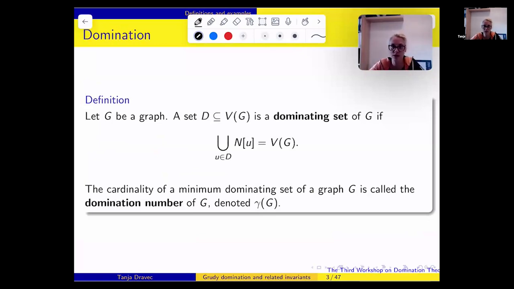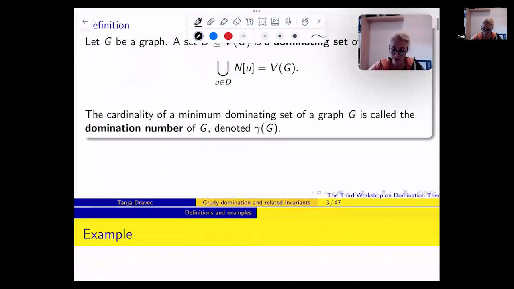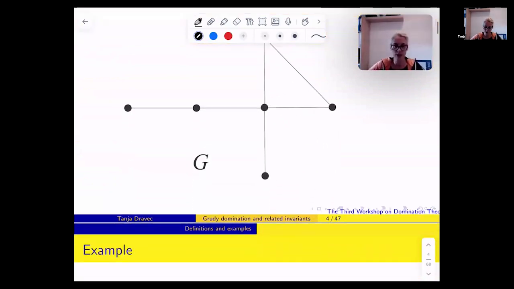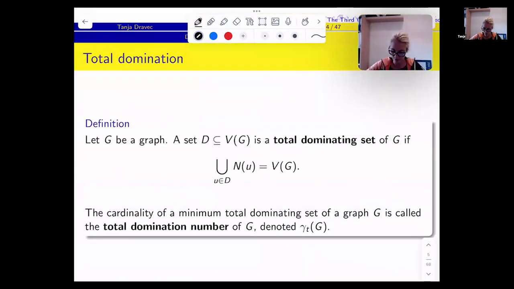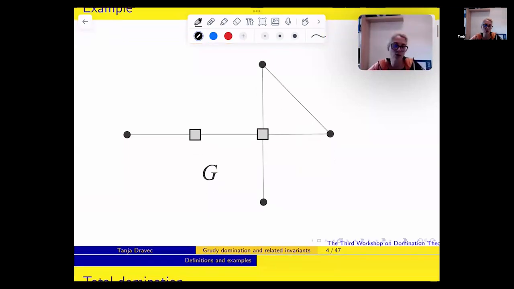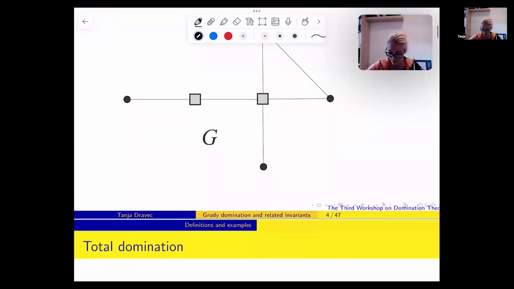Okay, I start with dominating set. A set of vertices is a dominating set if each vertex outside this set has a neighbor in the set. And the cardinality of the smallest dominating set is the domination number of a graph. I will use this example all over the talk. This graph has a domination number equal to 2. We can see the dominating set. And of course, because there is no universal vertex, this is the smallest possible dominating set.